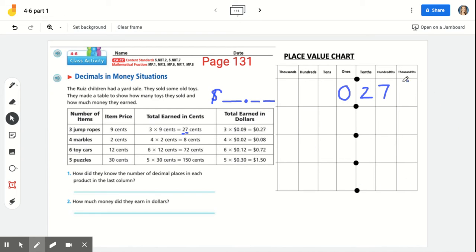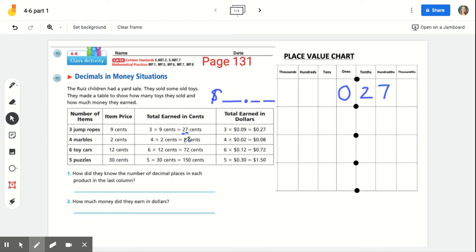Okay, so go ahead and make sure yours is entered like mine, 27 cents into the first row. And let's work our way down. So then they sold 4 marbles, and each marble cost 2 cents each. 4 times 2, we know, is 8, or 8 cents.